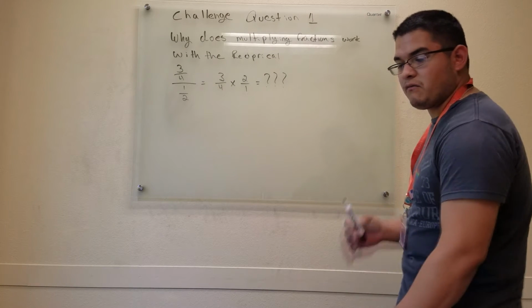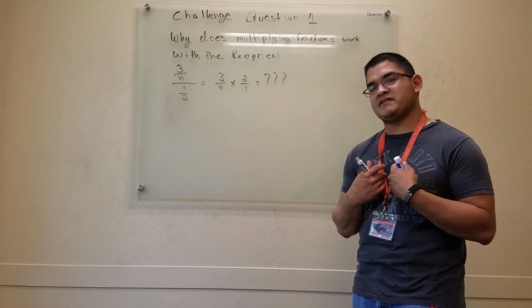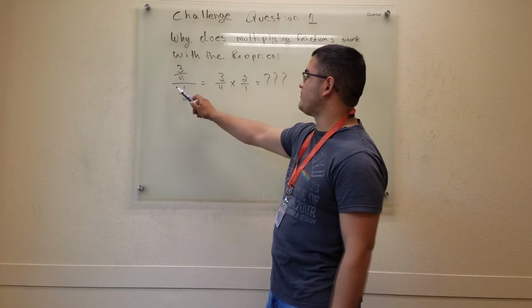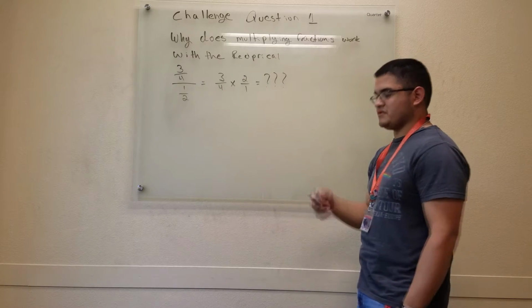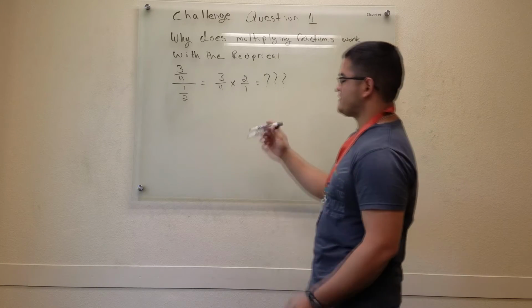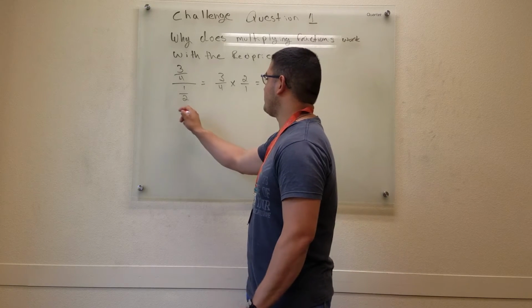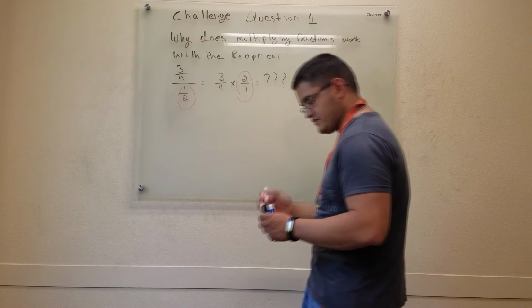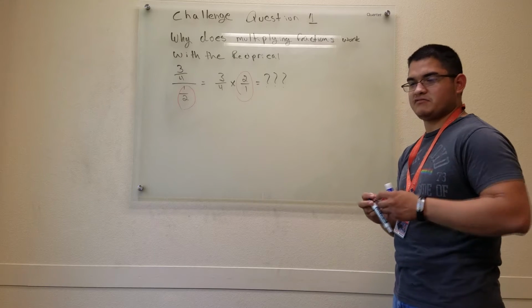Today I'm going to present you a challenge question. It says, why does dividing by a fraction equal the same as multiplying by its reciprocal? So I'm going to give you my point of view on why this works. Here we have an example. Why is 3 over 4 divided by 1/2 the same as 3 over 4 times 2 over 1? If we notice here, 1/2 and 2 over 1 are reciprocals. So we're going to have to think about what a reciprocal is.